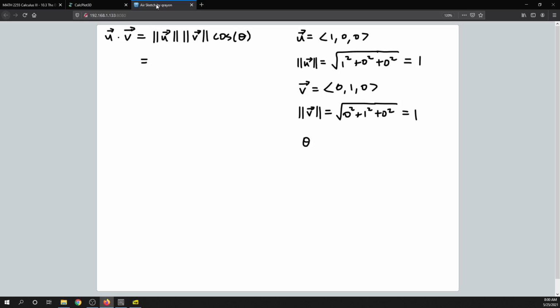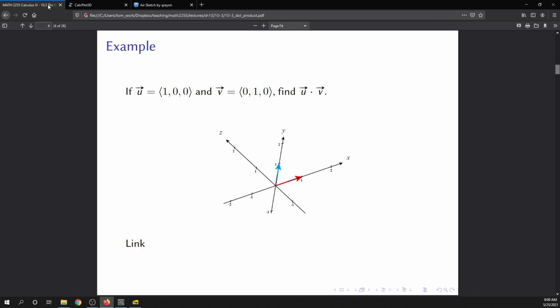And in this case, because of the situation with the two vectors, we know that the angle between them is going to be pi over 2, so this is going to be 1, this is going to be 1, and this is going to be the cosine of pi over 2. That's going to be 1 times 0, which comes out to be 0 in that case. So the dot product of these two vectors is equal to 0.